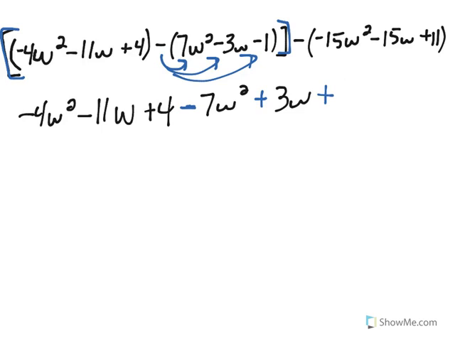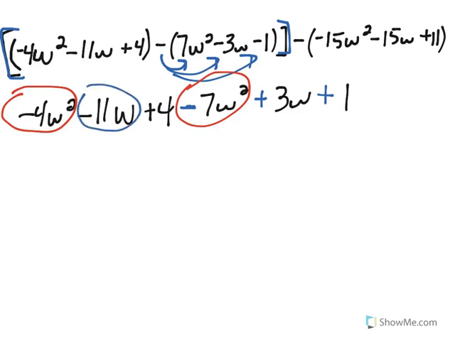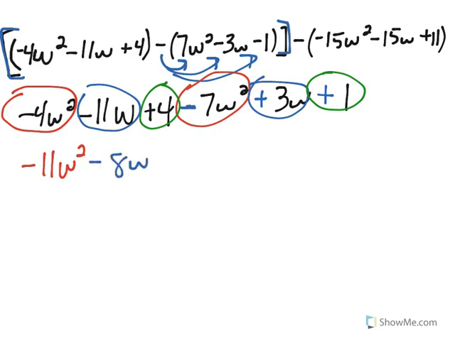And then we combine the like terms. So I have a couple of sets of like terms. I have my w squareds, and then I have my w's, and then I have my constants. So when I combine my w squareds, negative 4 minus 7, I get negative 11w squared. When I combine my w's, I get negative 11 plus 3, it's negative 8w. And then when I combine my constants, it's positive 4 plus 1, which is positive 5.